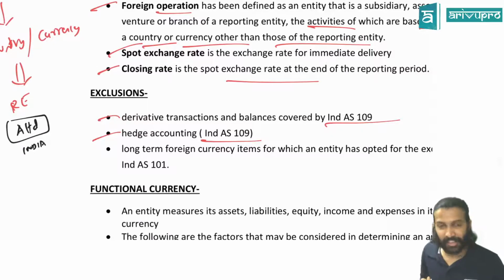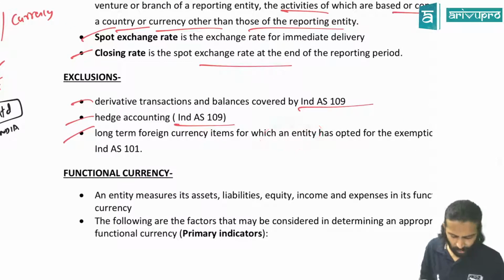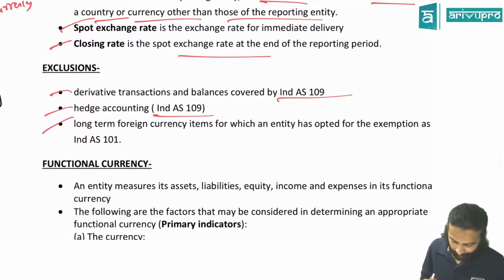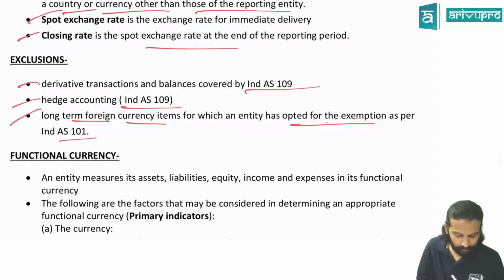I'll repeat it so that we can test our memory. For the time being, know that for derivative and hedge accounting, it is not applicable. And this is one specific case. This was there in your IPCC also as para 46A exemption of AS 11. Question was also there. I don't know whether you remember. I'll repeat this. Long-term foreign currency items for which the entity has opted for exemption under IND AS 101.